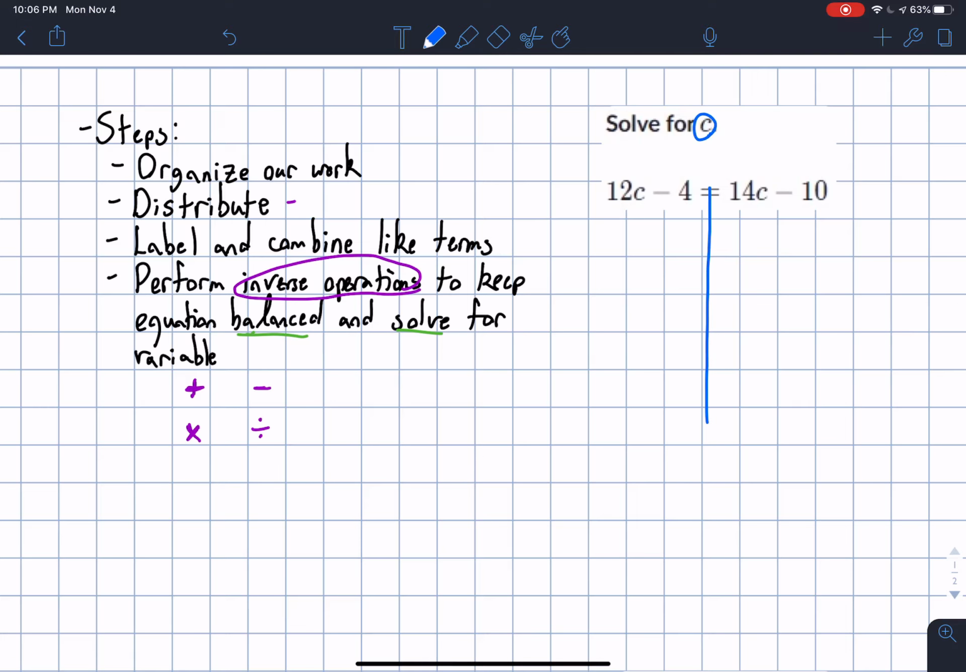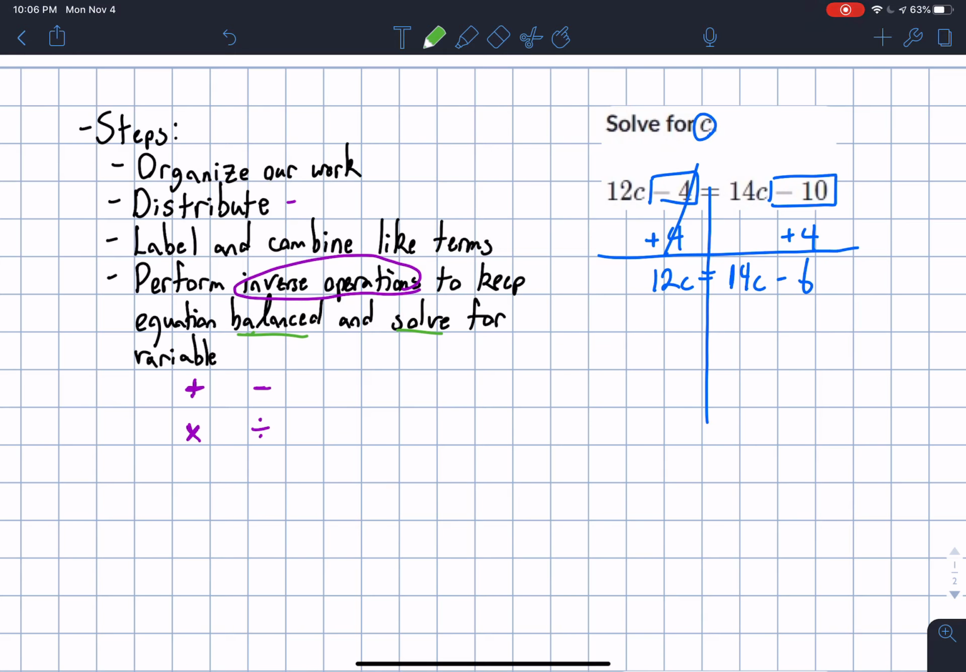So the first thing, I'm going to attack the easiest number. I'm looking at this minus 4. I'm thinking what the inverse of that is, and the inverse of minus 4 will be plus 4. To keep my equation balanced, I do it to both sides. Keep my work organized. This cancels out because negative 4 plus 4 is 0. So we're going to end up with 12c equals 14c. I add 4 to negative 10, and I get minus 6.